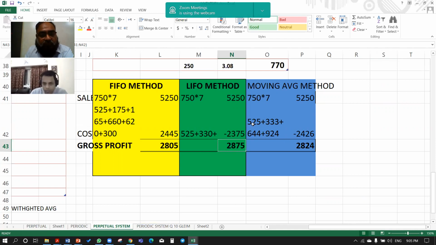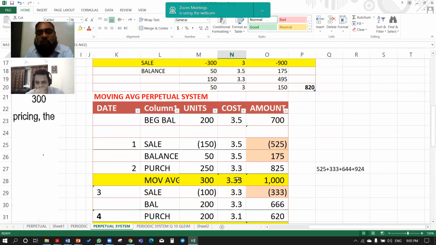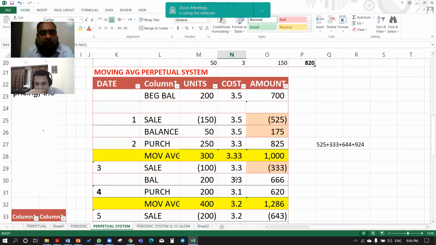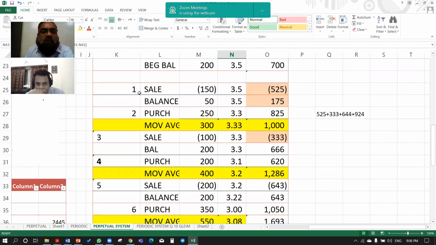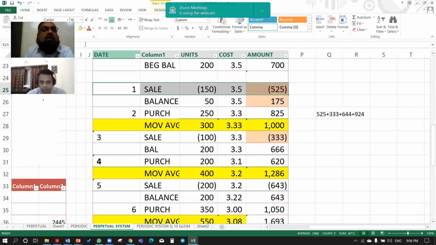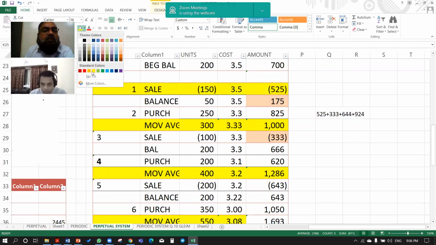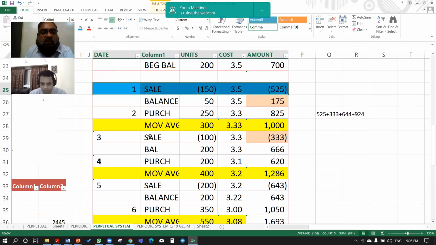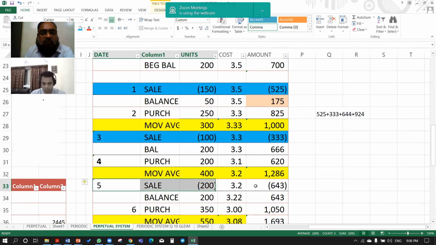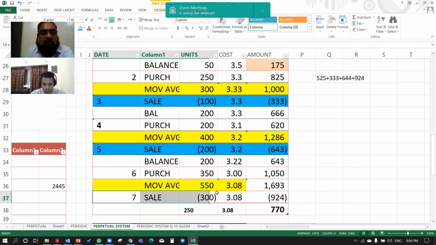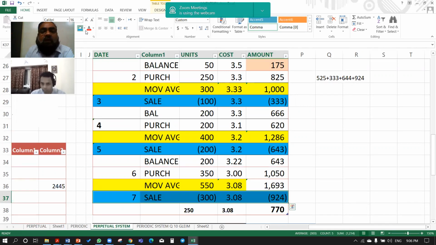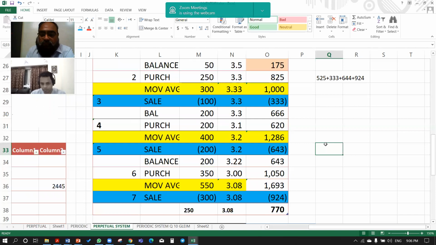Moving average method: sales will be the same, right? Let's calculate the cost of goods sold. If I give the sales values a color, let's say make it blue. This is the one sale. Then we have another sale, then another sale, then we have this final sale. So we can add up all. Let's total. How much do we have in sales?